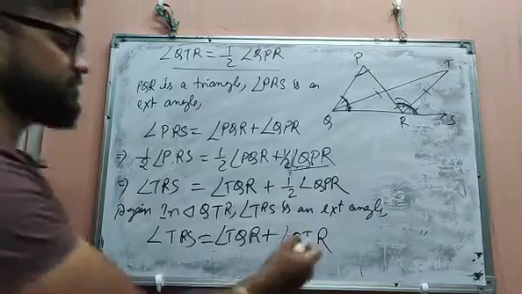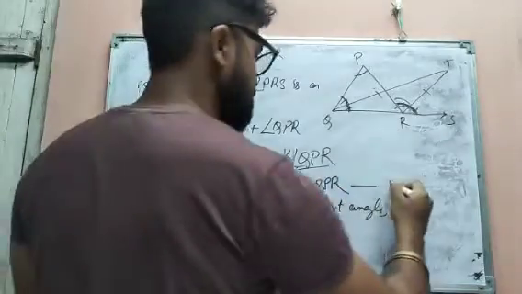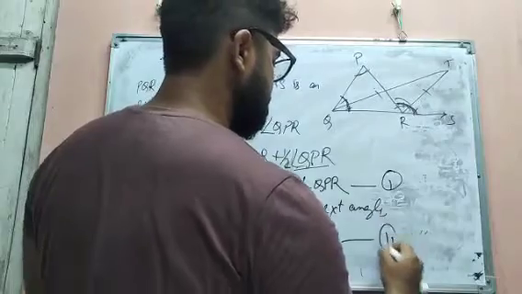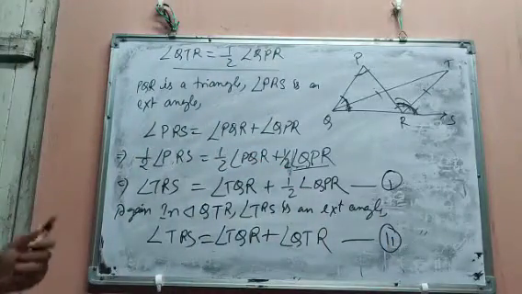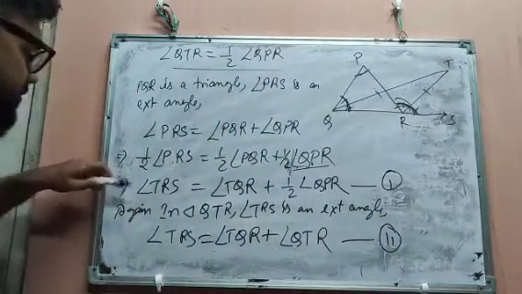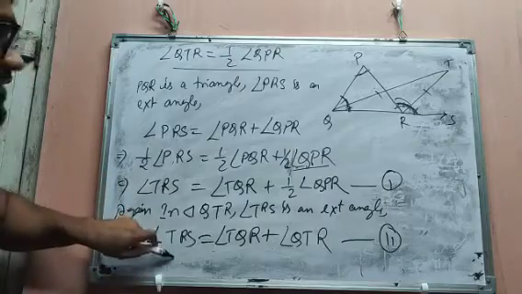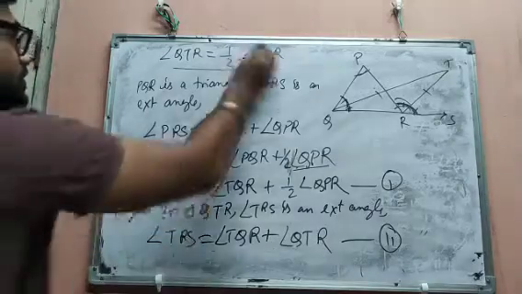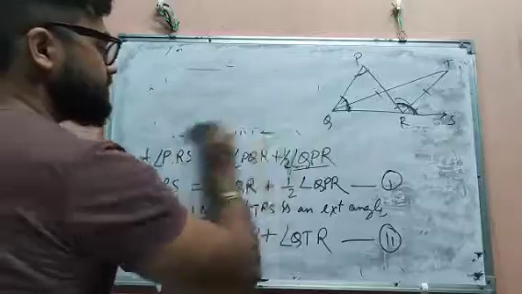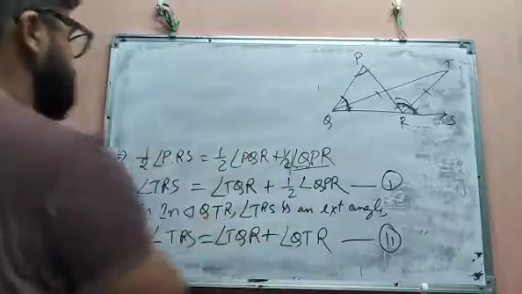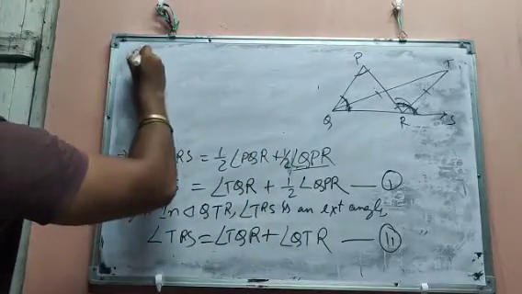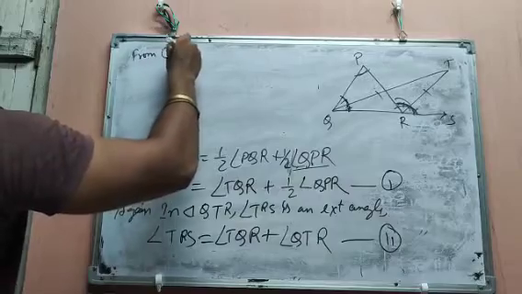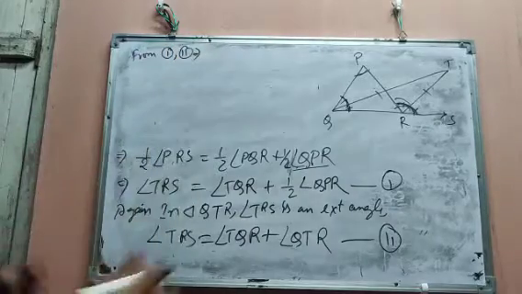TQR plus angle QTR. Give this equation number 1 and give this equation number 2. Okay. So now clearly you can see that the one number has TRS and two number also has TRS. So compare 1 and 2. So from 1 and 2 what you will get?